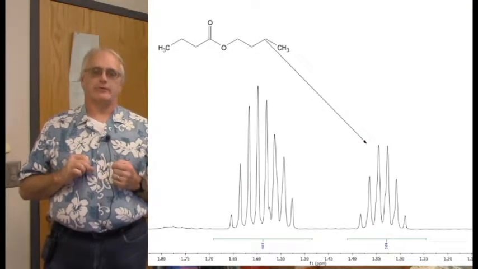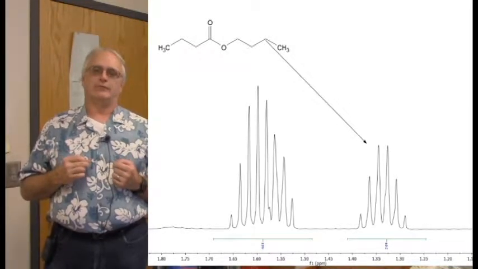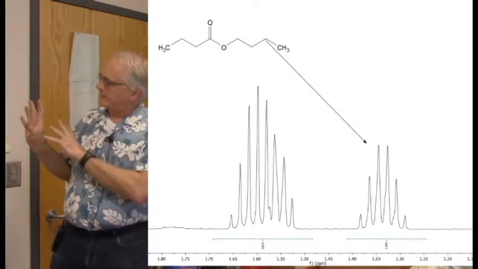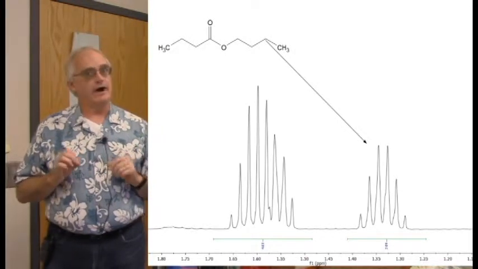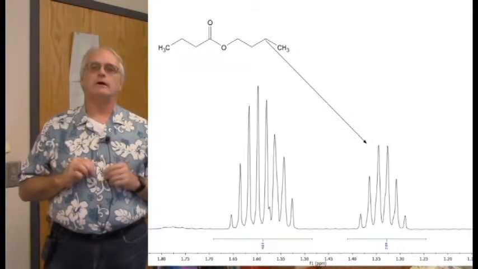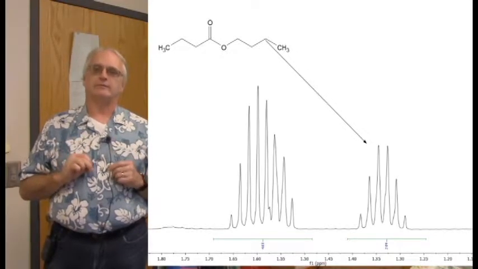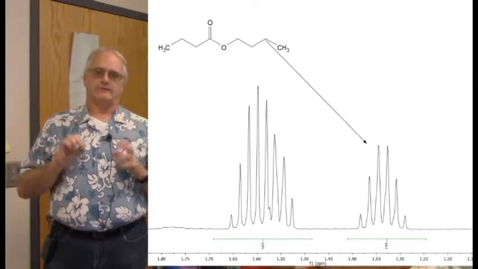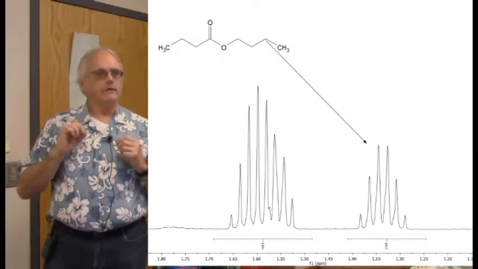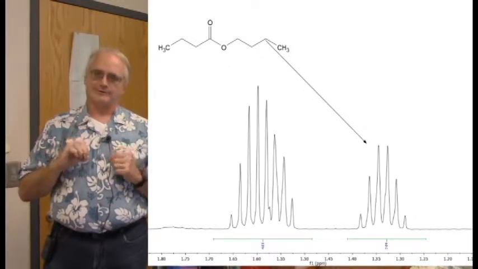Even over here, we see this group. Now, here is this methylene group not in the middle of things. On one side, it has a CH2 group. On the other side, there's a methyl group. It has 5 neighboring protons. And sure enough, it is a glorious sextet. Beautiful set of peaks here. Exactly what we would expect from 5 neighboring protons, and the coupling constants to all of these protons being nearly equal.